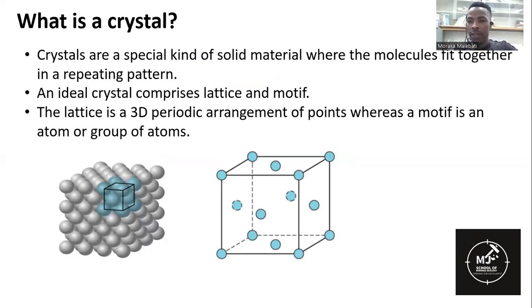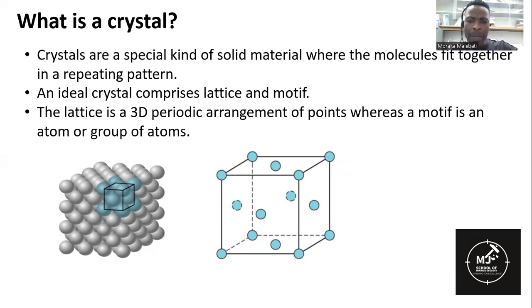So we need to understand first what is a crystal, and then its lattices or the lattice point, because for you to understand the crystal defects, you need to understand that the crystal is a solid material with the molecules or the ions or the atoms. But now these atoms or the molecules of the atoms, they fit together in a repeated pattern in all directions.